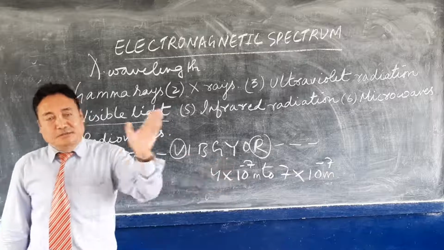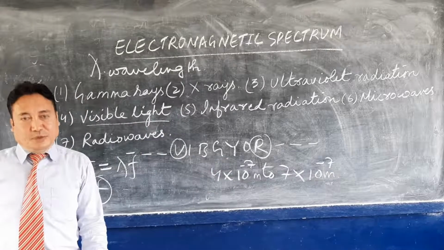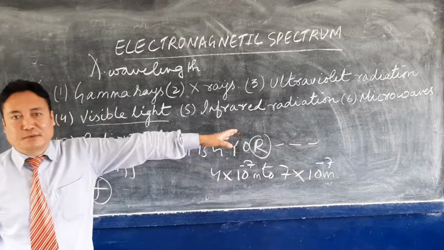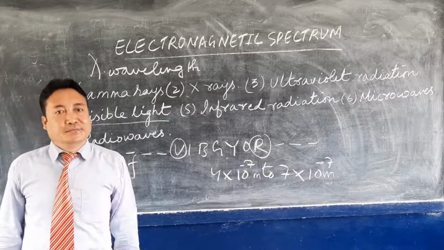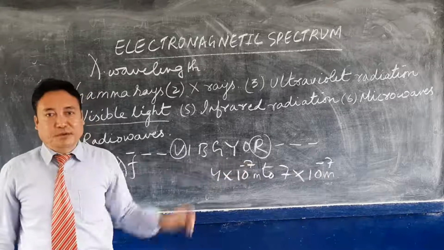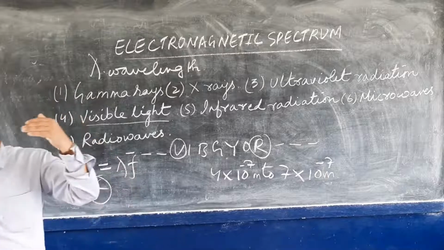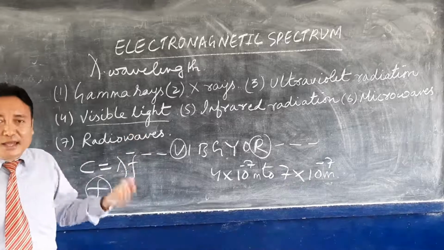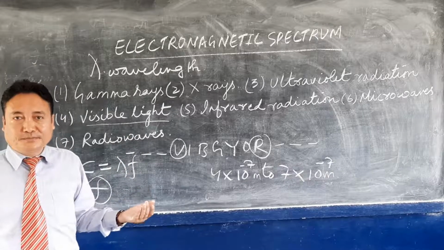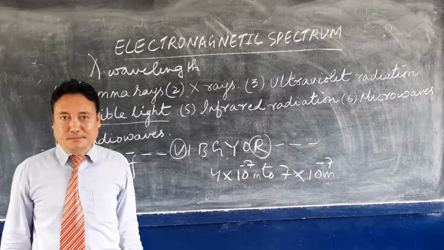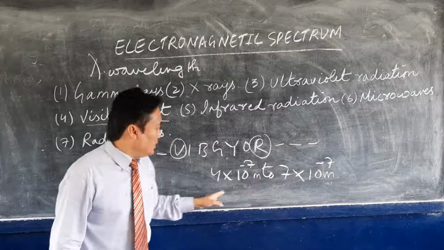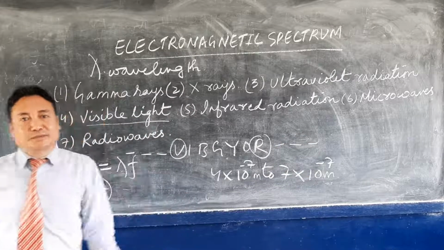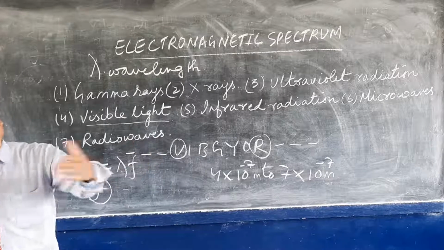So therefore the visible light has a wavelength ranging from 4 into 10 to the power minus 7 to 7 into 10 to the power minus 7 meter. Our eye can detect the spectrum having this wavelength. So these are known as the visible spectrum, because our eye can detect it. Whereas the invisible spectrum are those whose wavelength is more.